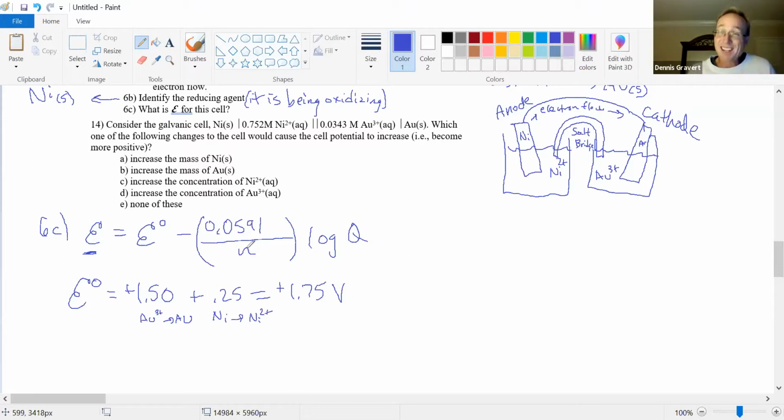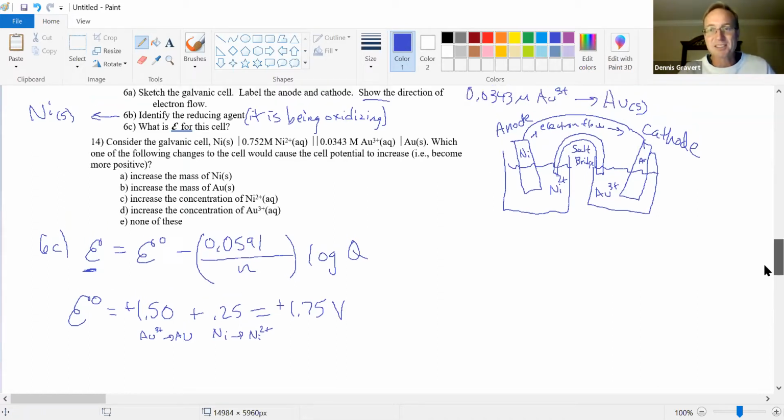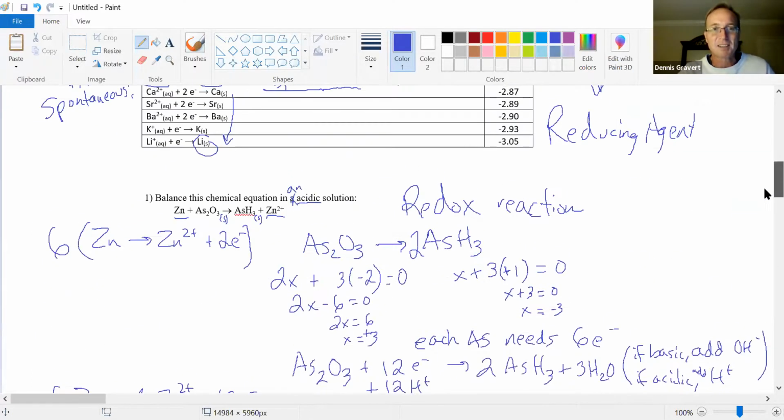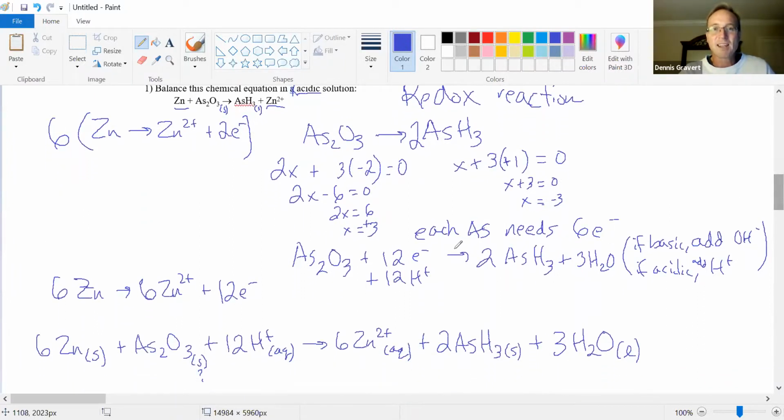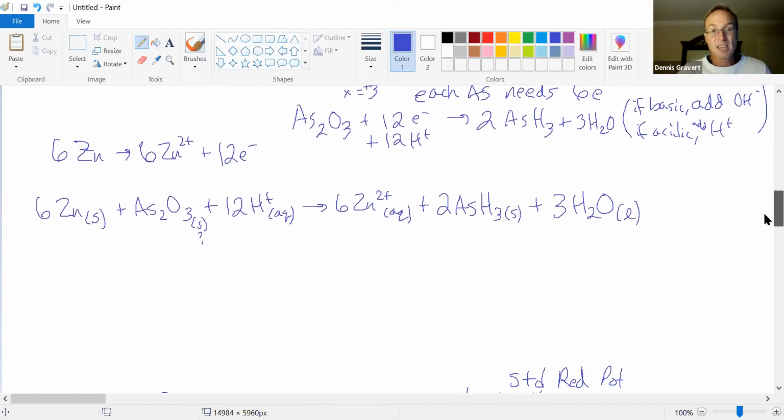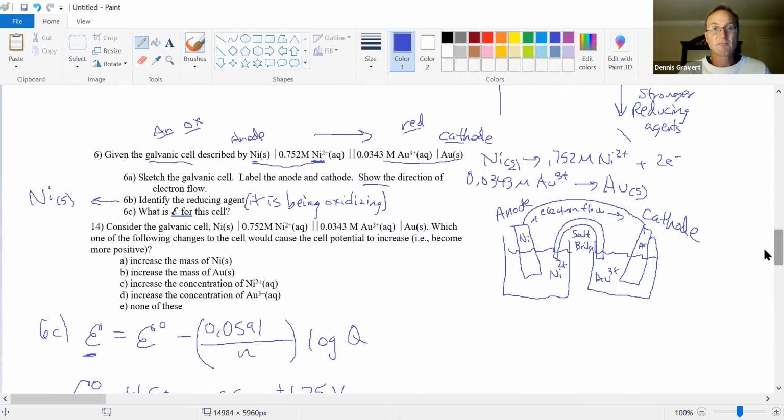So in the balanced equation, thankfully this one's not too bad to balance. Let's look at when we balanced number 1 or number 2, I forget which one we did. This one, yeah, number 1. Right here, when we added our half reactions together, we had to change it to 12 electrons for zinc because the arsenic needed 12 electrons. So n would be 12 if we were talking about this redox reaction. This could get hairy, but this one's not too bad.